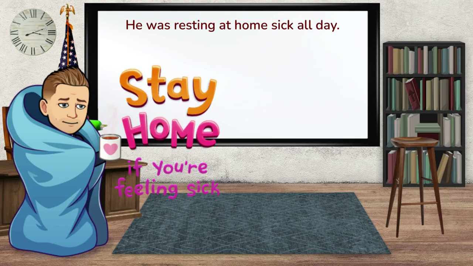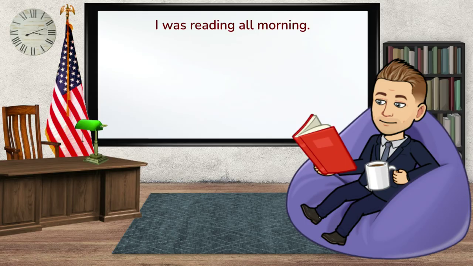So where is the past continuous verb or verb phrase here? Yes, it was resting. He was resting at home sick all day. I was reading all morning. Where is the past continuous verb tense here? Yes, was reading. So once the morning ended, the reading ended. It was a temporary thing, but it was for that time period.